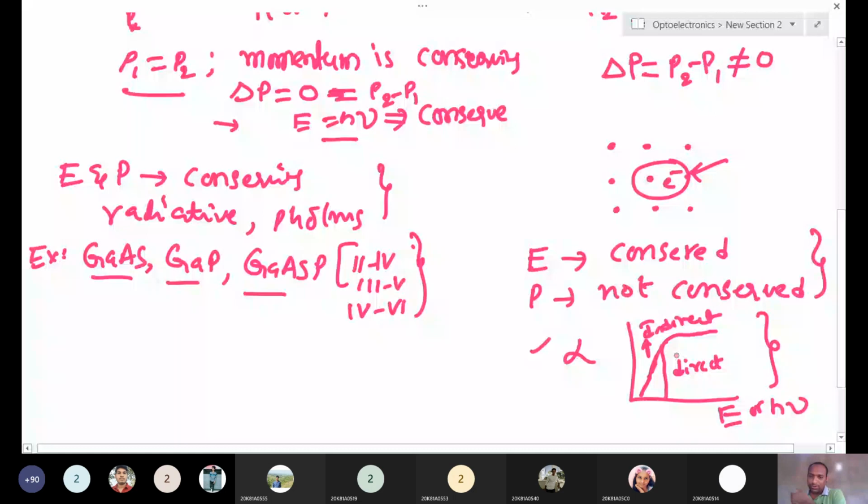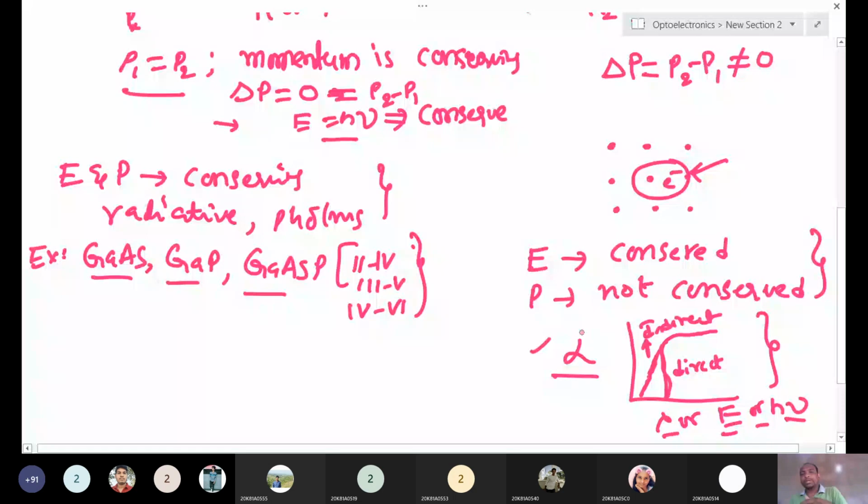On the x-axis you can take wavelength, energy, or frequency, but on the y-axis you measure the absorption. You can write this formula: I = I0 e^(-αd), where d is the thickness of the sample and α is the absorption coefficient. You can write α = (1/d) ln(I0/I). This way you can measure the absorption coefficient experimentally and plot it.